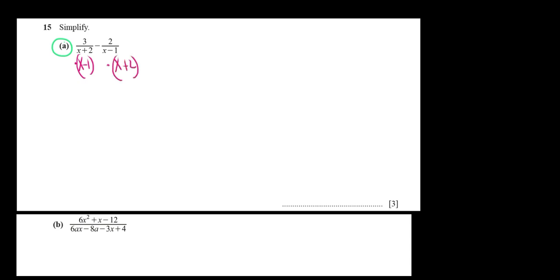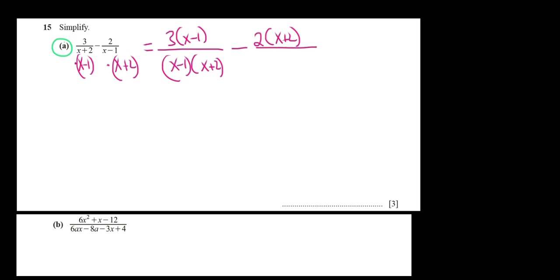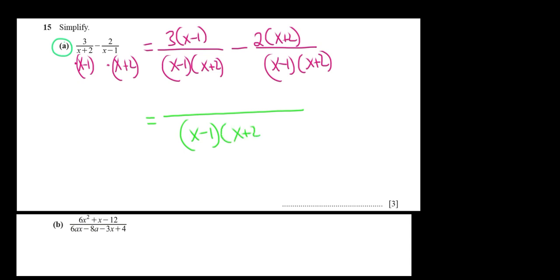So 3 times x minus 1 for the first one, 3 times x minus 1, and then over x minus 1 times x plus 2. And then I'll do the same for the second one, 2 times bracket x plus 2, over x minus 1 times x plus 2. Since we have the same denominator, I can put them in a single fraction. So on the bottom I will have x minus 1 bracket x plus 2.